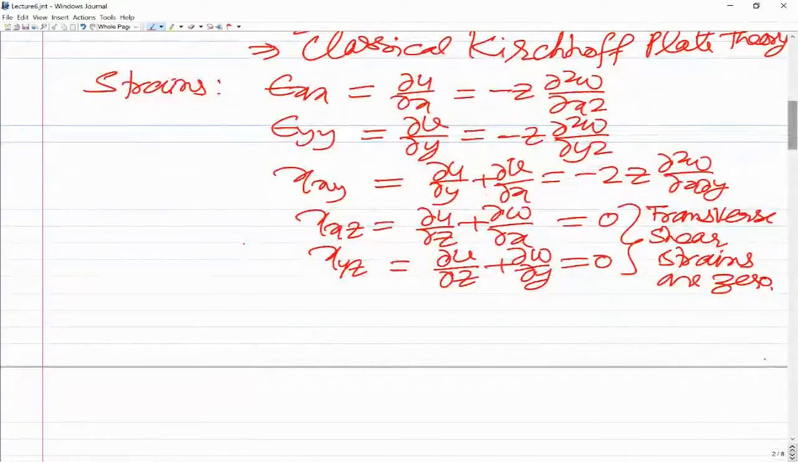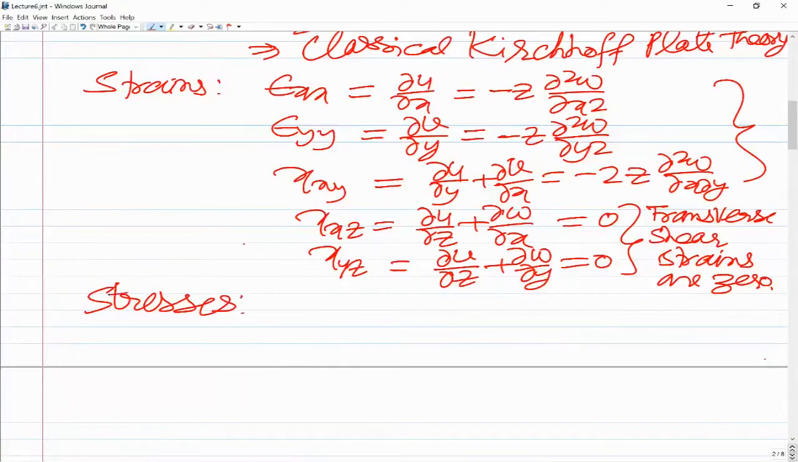If you see, there are three non-zero components of strains, that is epsilon xx, epsilon yy, and gamma xy. Two normal strains and one shear strain in the xy plane. And now if you look at the stresses, we want to do the displacement based formulation. So we want to express everything in terms of displacement, that is actually in this case w. So we have written strains in terms of w derivatives. Similarly, we want to write stresses in terms of strains, and strain in terms of w derivatives.